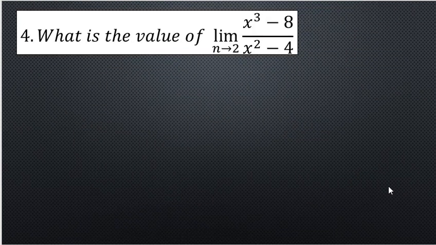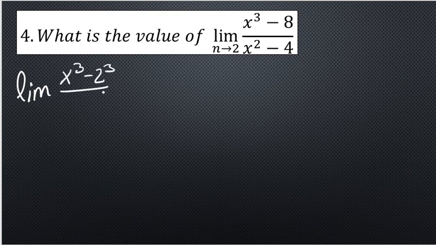Let's go to the next question. The next question says, what is the limit of x cubed minus 8 over x squared minus 4? We can write this as the limit of x cubed minus 2 cubed, because 8 means 2 cubed, over x squared minus 2 squared. We write it in this form because direct substitution will give you 0 over 0, which is undefined. If you substitute 2 directly, it will be 0 over 0. So we need to factorize it.